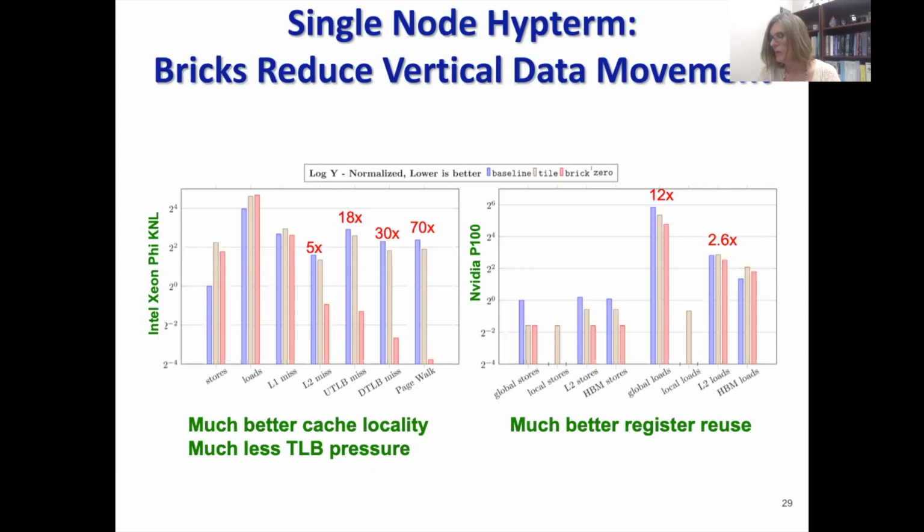On the KNL, this is primarily due to huge reductions in L2 misses and TLB misses. You can see this on a log scale, and those differences are significant. On the P100, the performance gains are due to a reduction in loads due to improved register reuse.